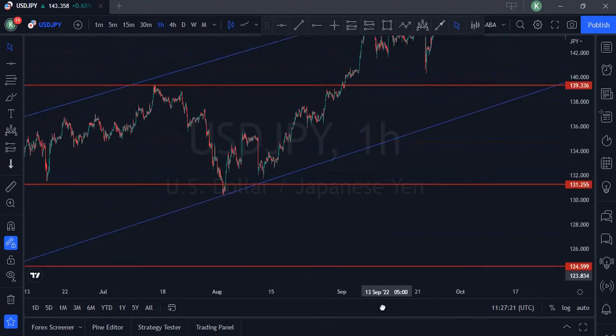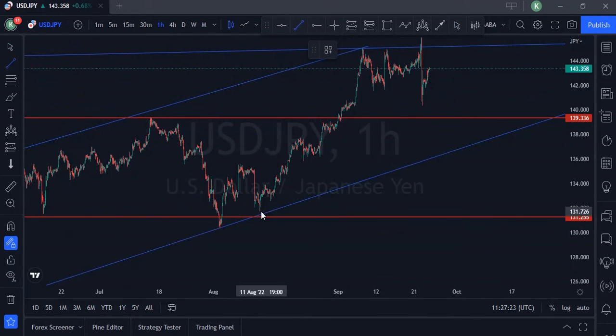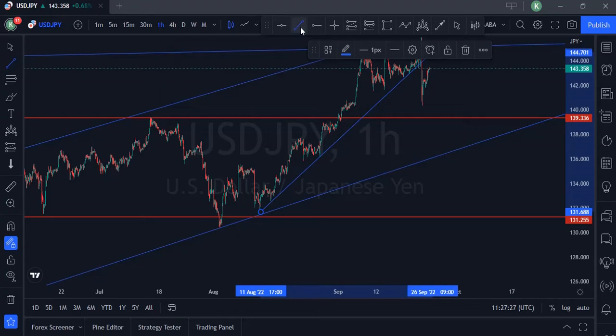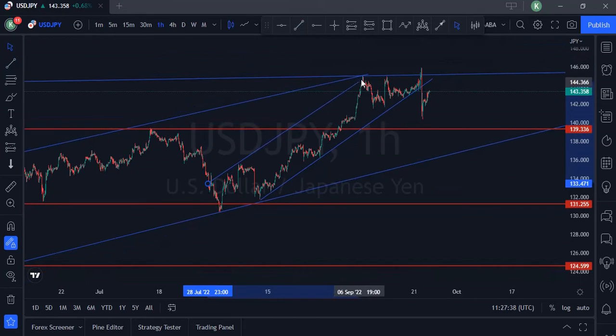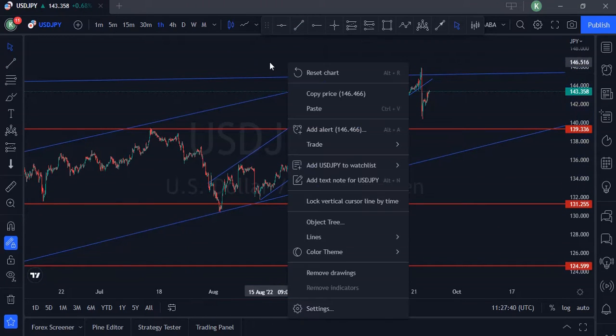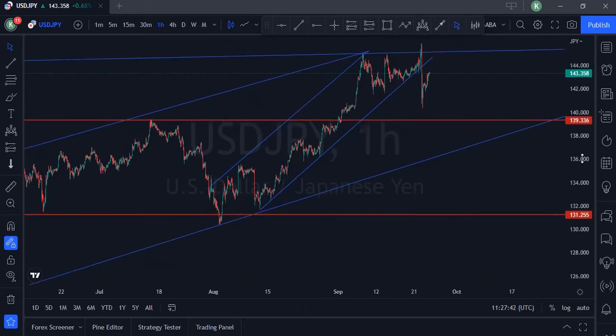Also on H1 we do the same thing. We put a trend line here. I'm gonna tell you what is going to happen, or what I'm assuming it's gonna happen. Okay. This thing is limiting me. Yes. Perfect.